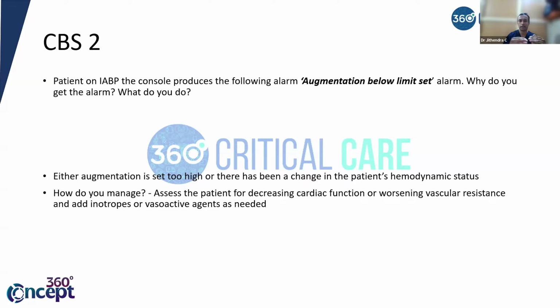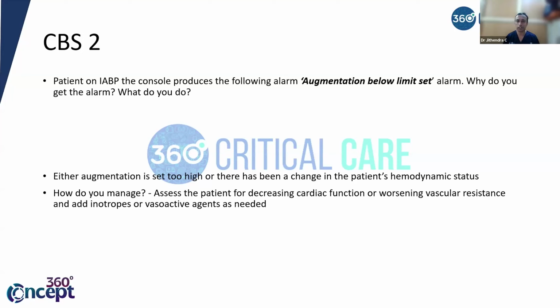You can understand this. Augmentation below the limit. So there was significant augmentation happening. Now you see that the augmentation is not happening. If the machine is not having a problem, the only reason is the heart function has gone down. So you can suspect a new MI happening in your patient. Suddenly you see that the augmentation is not happening like it was happening before. That means either there's a machine problem or the heart has some problem.